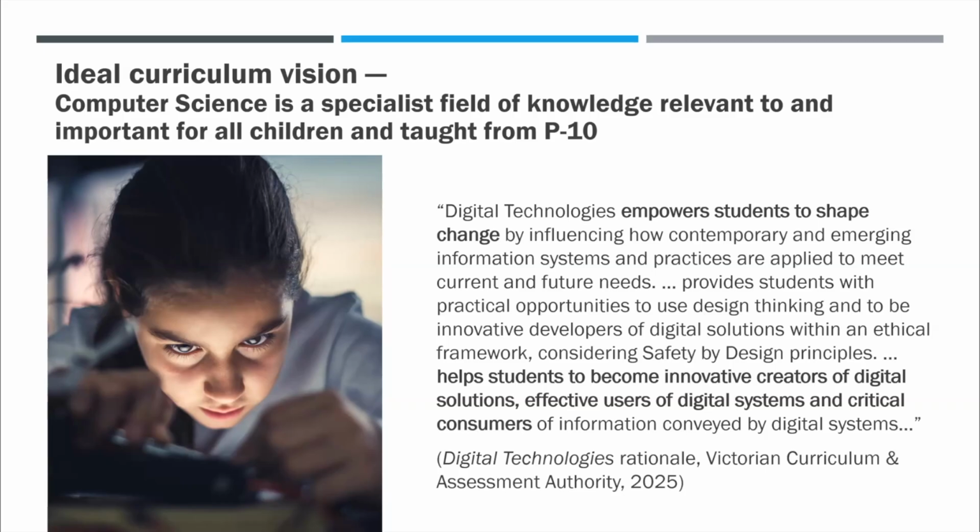Helps students to become innovative creators of digital solutions, effective users of digital systems, and critical consumers of information conveyed by digital systems. So this really, just putting this on the screen to really give you an idea of the breadth of things that are meant to be covered in the digital technologies curriculum. Next slide, please.